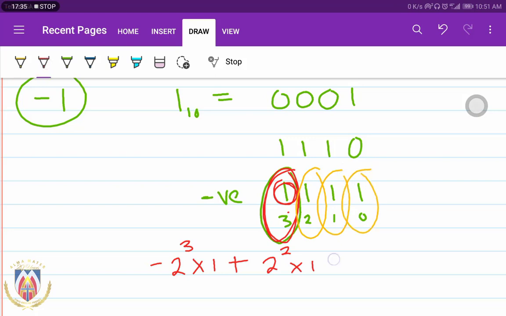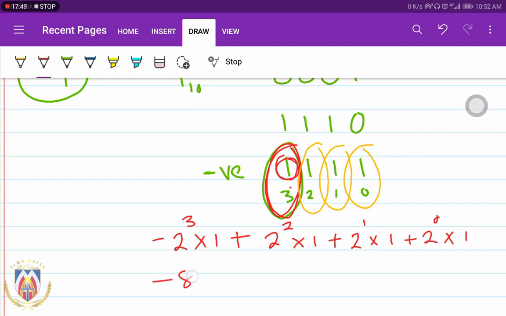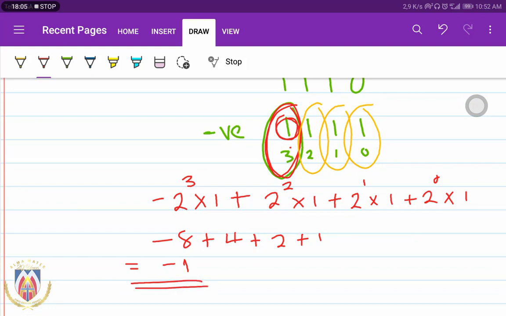Plus 2 to the power of 1 times 1, plus 2 to the power of 0 times 1. We will get -8 plus 4 plus 2 plus 1, and that is equal to -1. So you can verify if your 2's complement is correct by using the most significant bit as negative and doing the rest of the steps.